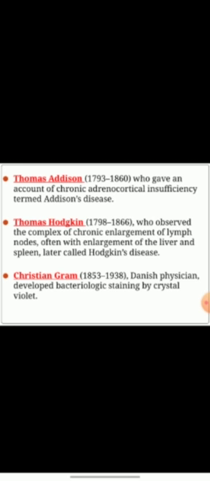Then came Thomas Hodgkin, 1866, who observed chronic enlargement of the lymph nodes, and along with the enlargement of the lymph nodes there was also enlargement of the liver and spleen. The disease was later identified as Hodgkin disease after him.